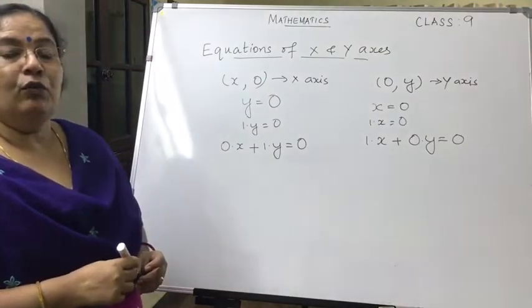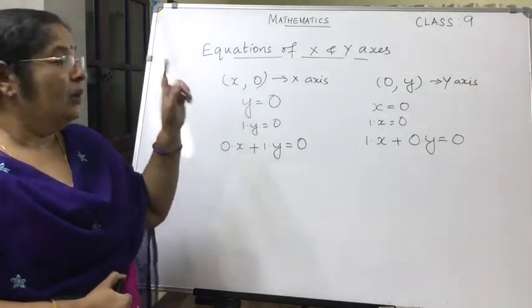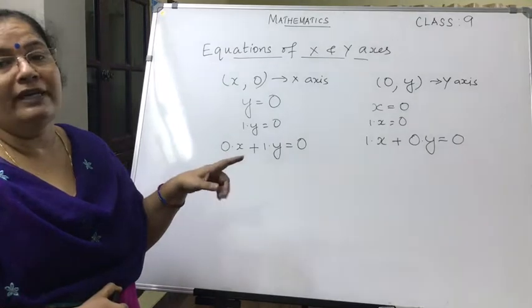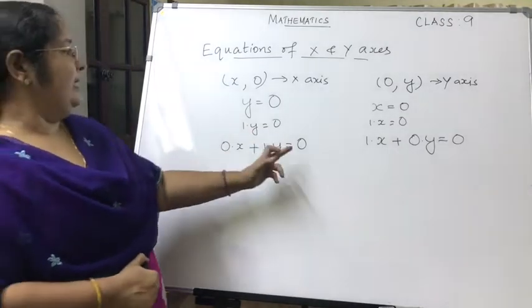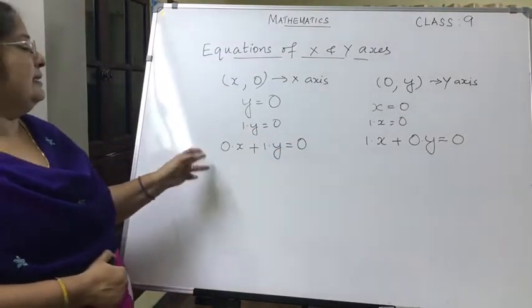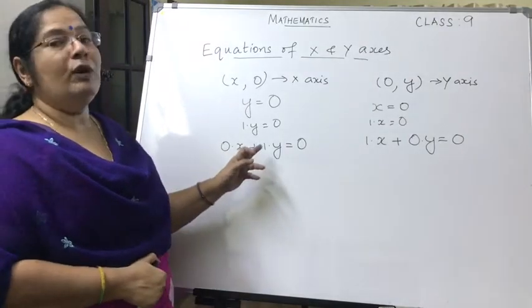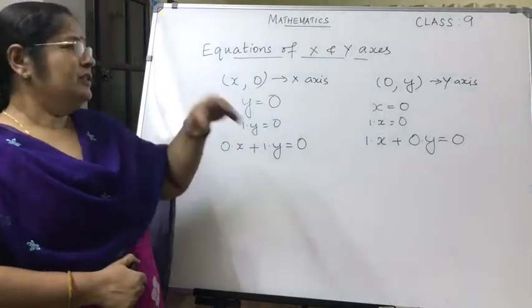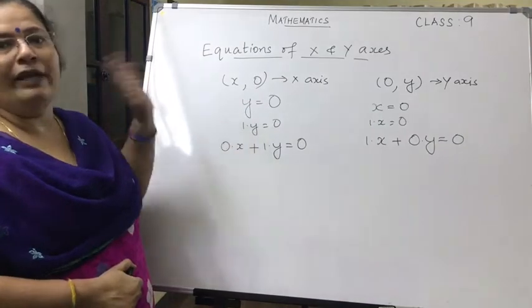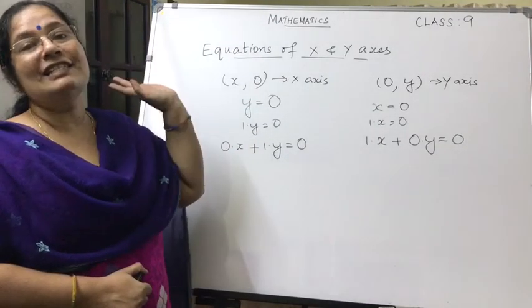So, the equation of the y-axis in two variables is 1 into x plus 0 into y is equal to 0. And the equation of the x-axis in two variables is 0 into x plus 1 into y equal to 0. So, you just remember like this. For the x-axis it is y equal to 0.